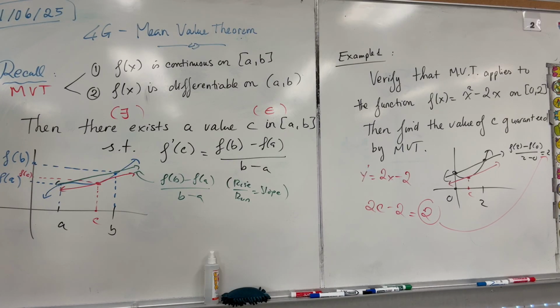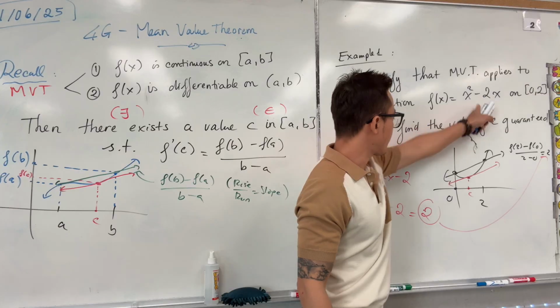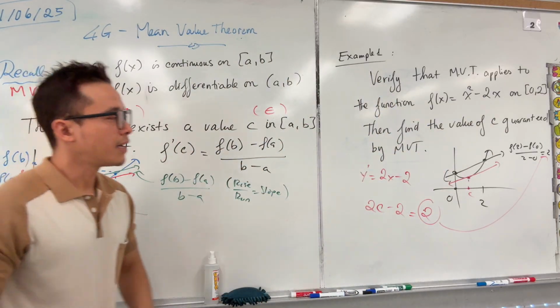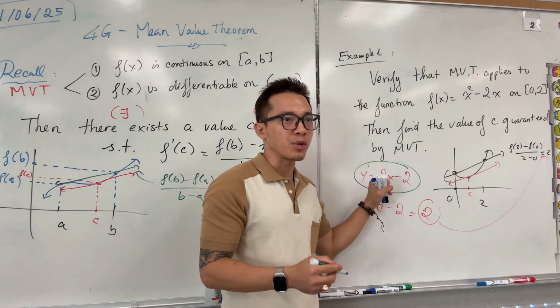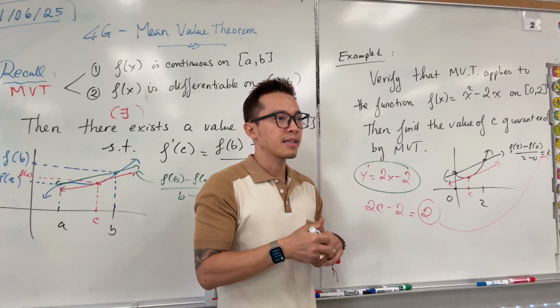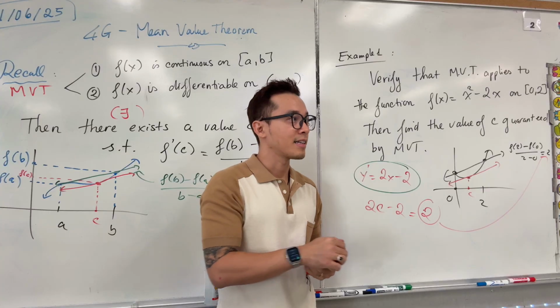Wait, Mister, where did you get the 2C minus 2 from? Oh, you just plugged in? I take a derivative. Yes. And then I remember, you need to understand what it means. What does this mean? When you take a derivative, what does it mean? It means you're finding a tangent line.